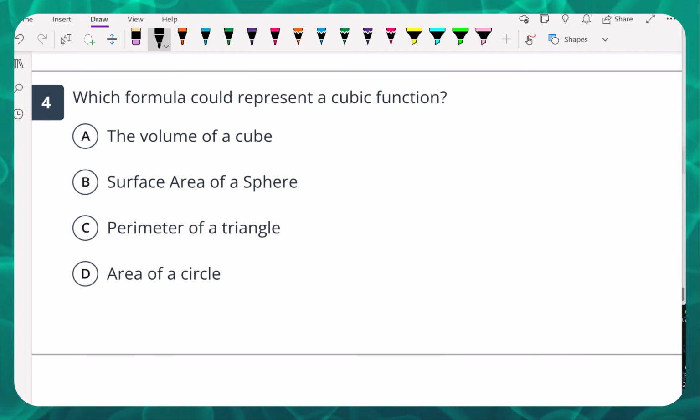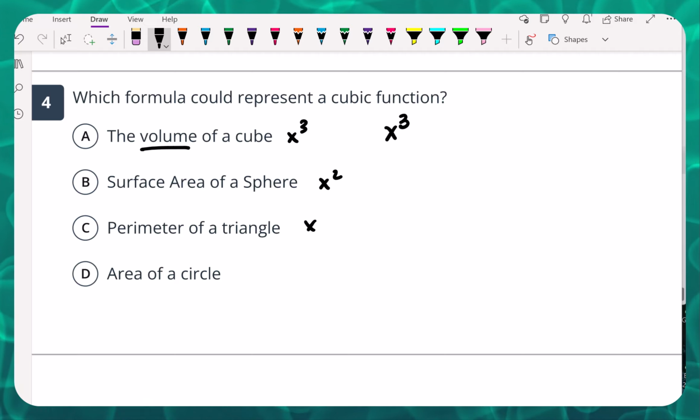Question number 4 asks, what could be a cubic function? Well, cubic basically means anything to the power of 3. So what is typically to the power of 3? Volume. Surface area is typically squared. Perimeter is typically just x because you're adding things together, and then the area is going to be squared. So the only one that's going to be cubic would be volume.